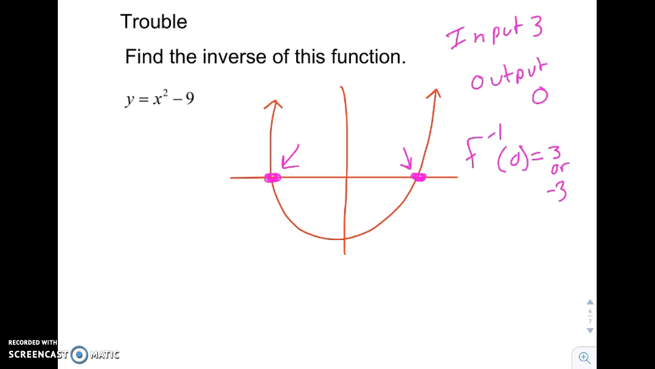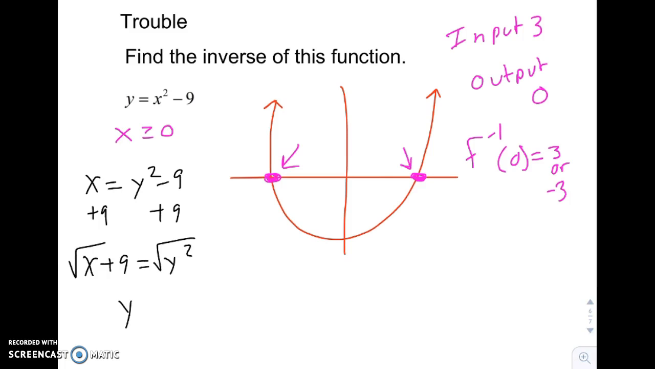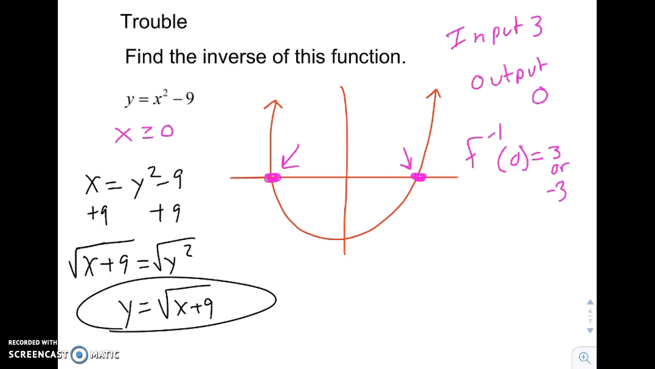So what we have to do is limit. We have to say, you know what? x is going to be greater than or equal to 0. Now we can find an inverse. We can say flip them, x equals y squared minus 9, add 9 to both sides, x plus 9 equals y squared. Take the square root, and since we know that it's going to be positive, we don't have to have the plus or minus. We can just simply say y equals the square root of x plus 9. Normally you'd have to have plus or minus, but when we limit our values to only being positive, we can then just say my inverse is only going to be the positive.